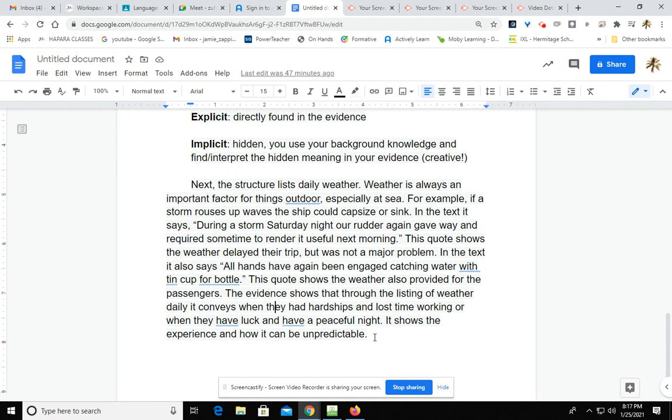We're going to practice this a lot, but really that's the nature of analysis, to look at evidence and think about it and communicate it both explicitly and implicitly to your reader. Go ahead and get practicing on a body paragraph.